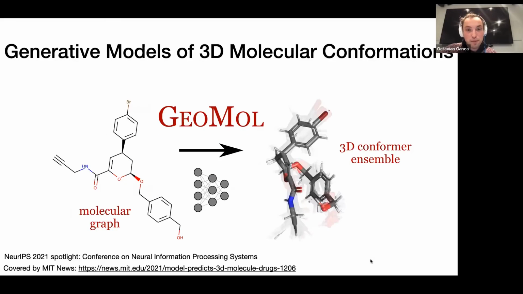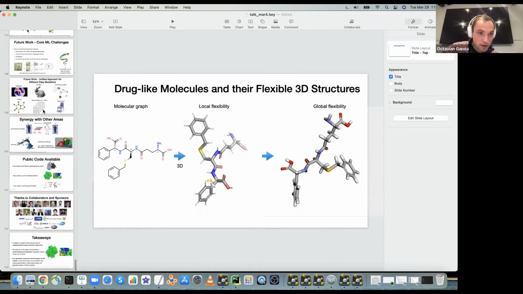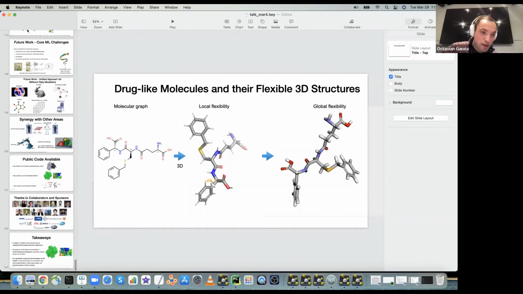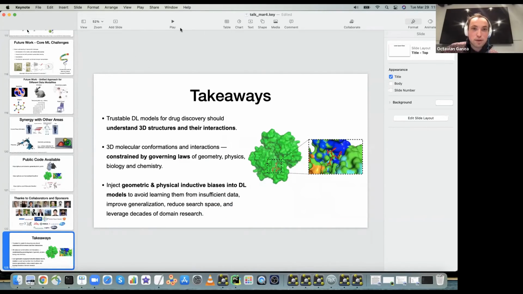I did have some slides on generative models of 3D molecular conformations, but I will not have time to go over them. I'll probably end here to take questions. Sorry, I had a lot of other slides, and maybe some interesting aspects for future work, which unfortunately I'll have to skip. I just want to thank my collaborators and sponsors. And with that, let me take your questions, and thank you for your patience.